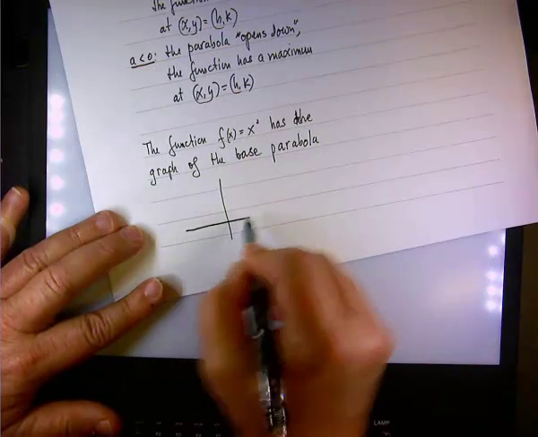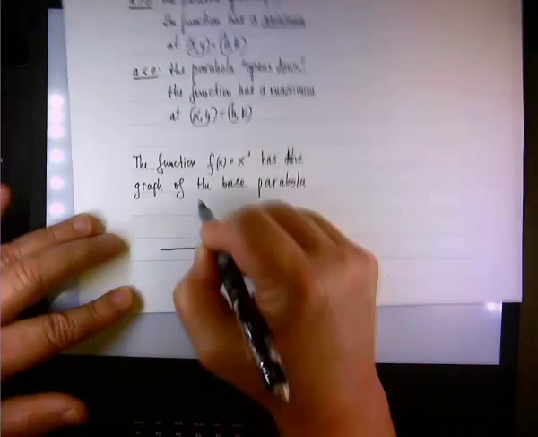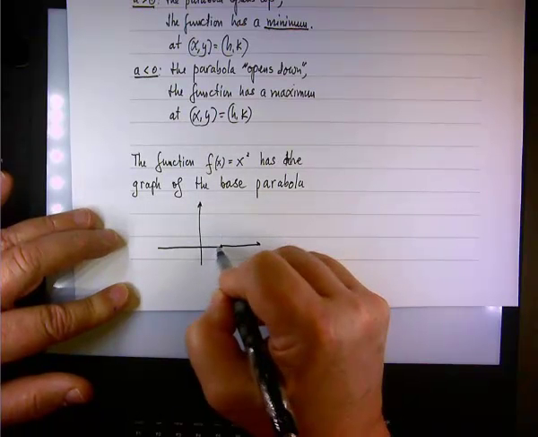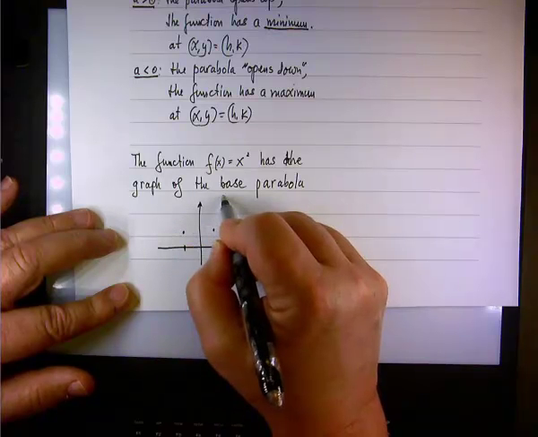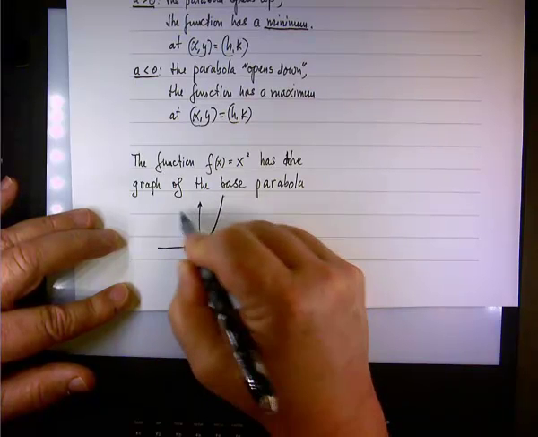Okay, so the base parabola, the coefficient is 1, so it opens up. When x equals 1, y equals 1. When x equals 2, y equals 4, and so forth. So this is the base parabola.